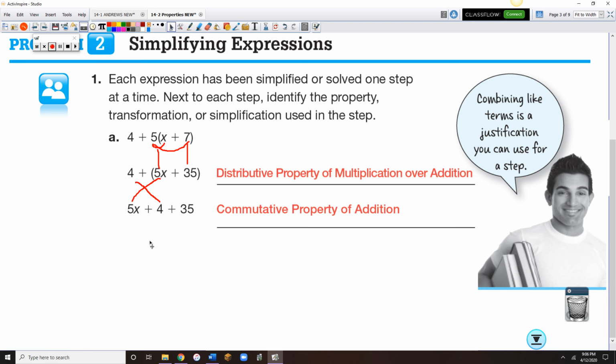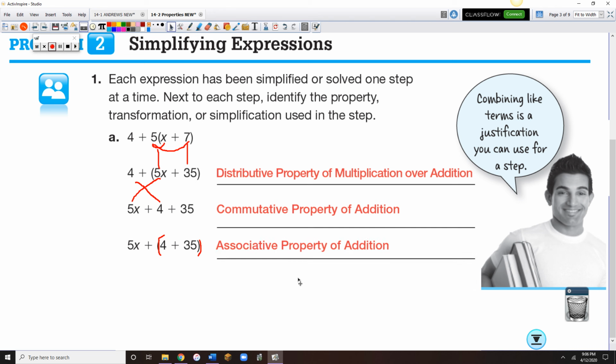All right, let's uncover the next step. What's different now? Well, there's parentheses that weren't there before. So I have a new grouping. A new grouping indicates associative property. And lastly, I see that the 4 and the 35 have been combined together. That's not really a property, but the step would be called combine like terms.